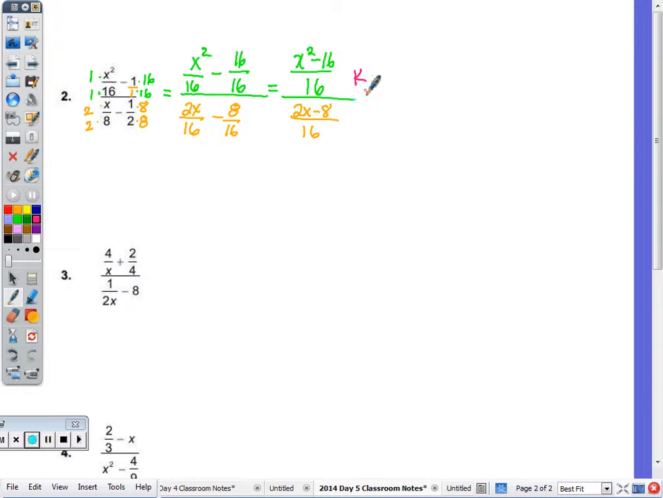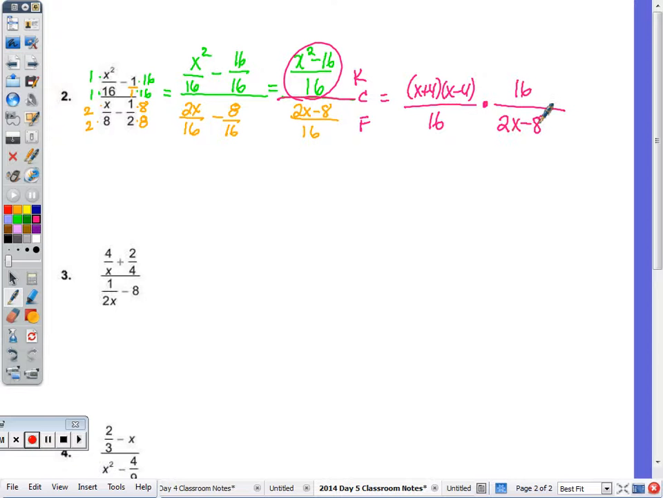Keep, change, flip. And as I keep it the same, I'm going to factor. That's difference of squares in the numerator. x plus 4 times x minus 4 over 16. Change this to multiplication and then flip.